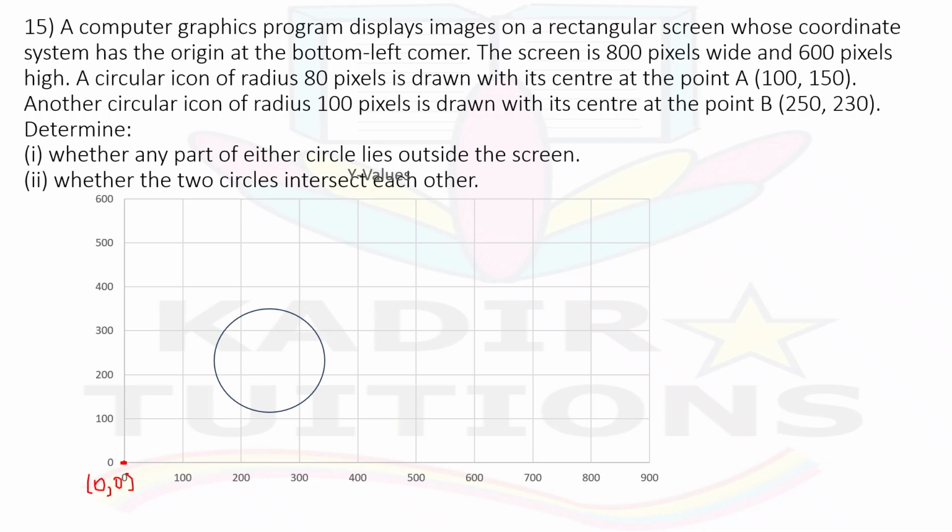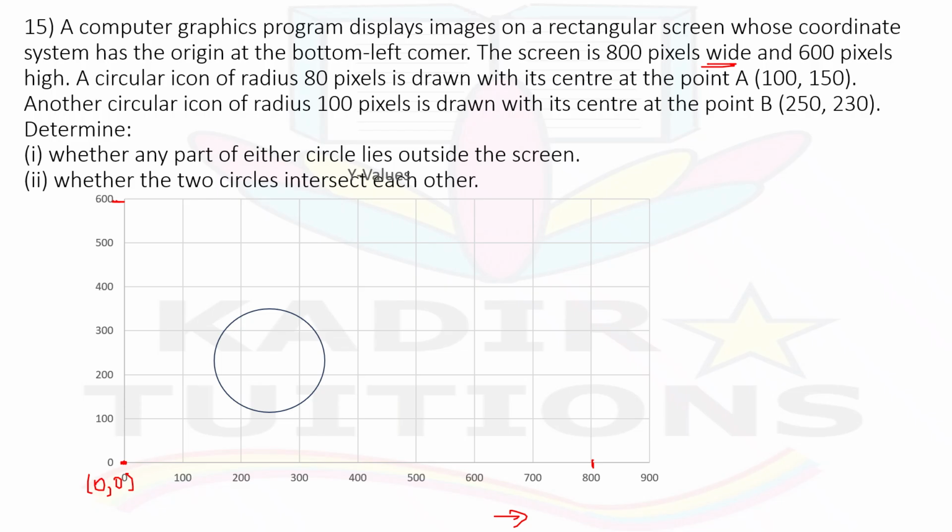The screen is 800 pixels wide. So what is the meaning? On horizontal, that means horizontally on the x-axis, this is totally 800 pixels. Till this it is there. And in vertical, that means height wise, it is 600 pixels. It is right. And then a circular icon of radius 80 pixels is drawn with its center at the point 100 comma 150. So where is 100 comma 150 exactly?